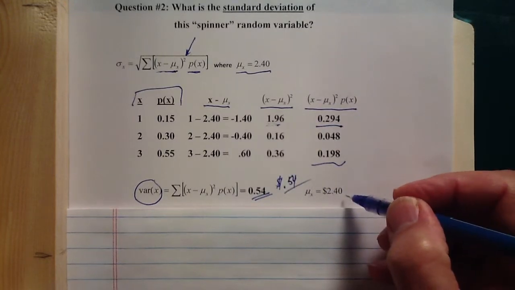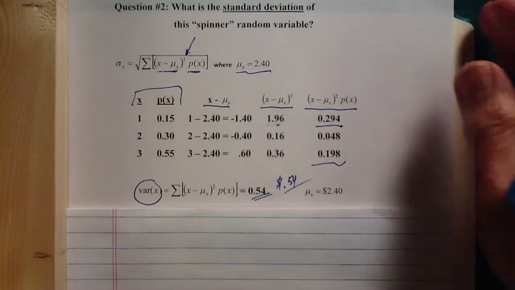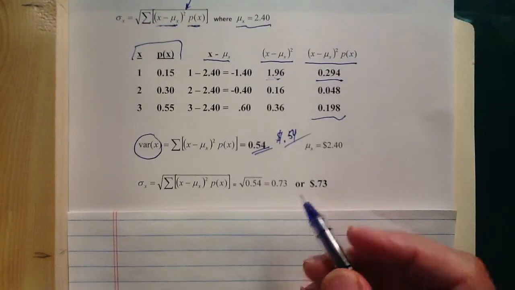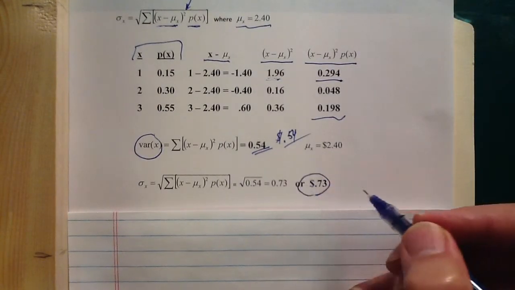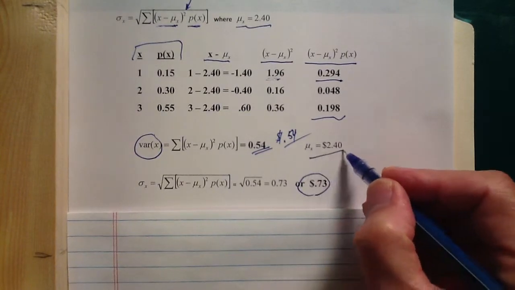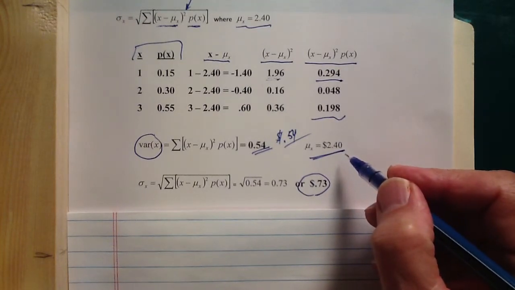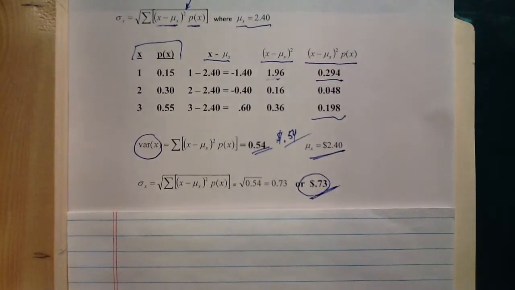So the mean is $2.40. The variance is 54 cents. Now to get the standard deviation, then we'll take the square root, and so our result here is the standard deviation is about 73 cents. So on average, we would win $2.40 if we play this game over and over and over, $2.40 per time we played the game, with a standard deviation of 73 cents.